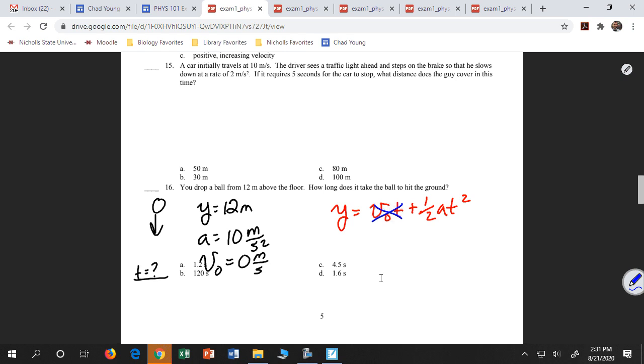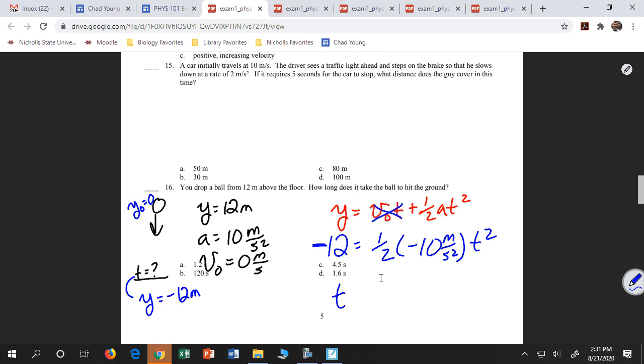So here I say 12 is equal to 1/2 of minus 10. That's my acceleration, times t squared. Can you see the mistake that I've made already? What is it? Right, I'm going to have the square root of a negative number. The reason is that really, this is my initial position of 0, and this is my final position of minus 12. And so really, I need a negative right here.